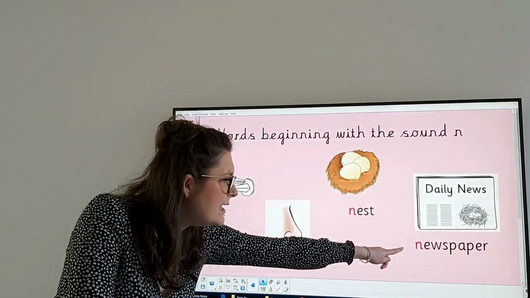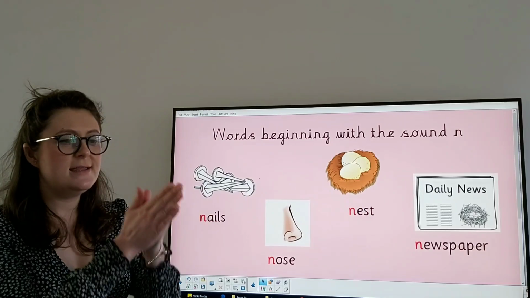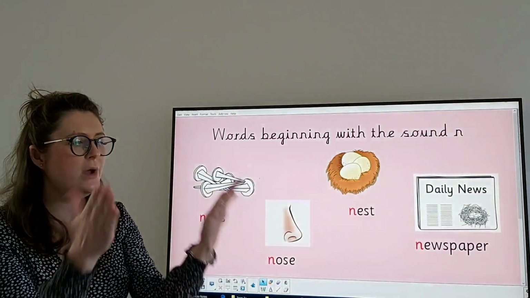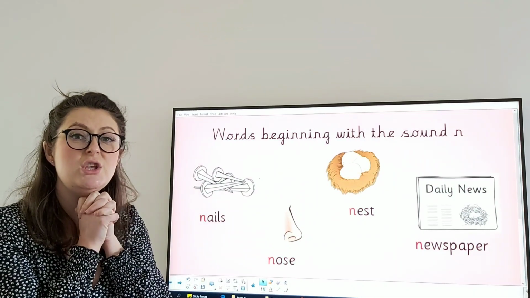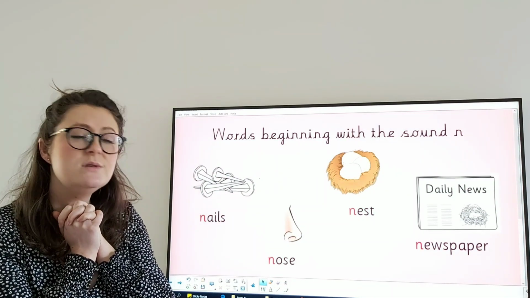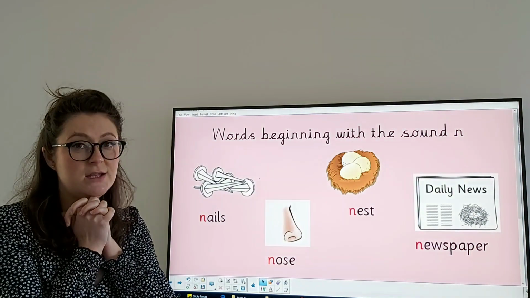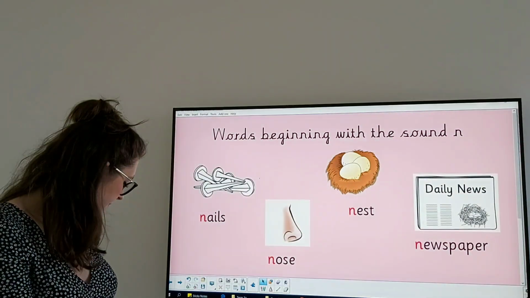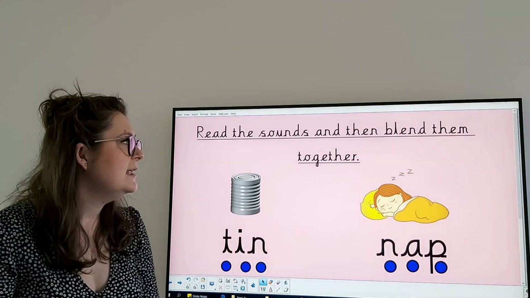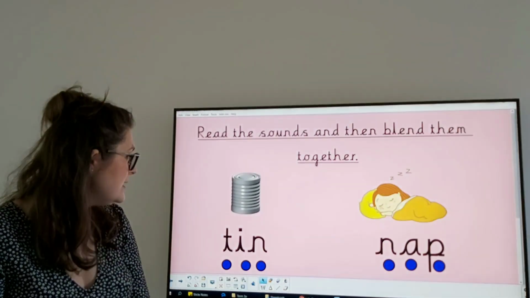And then finally, you might read this if you want to find out what's happening in the world or happening around you. You might read this paper, and it's called a newspaper. Newspaper. I read the newspaper to see what's going on. The newspaper.